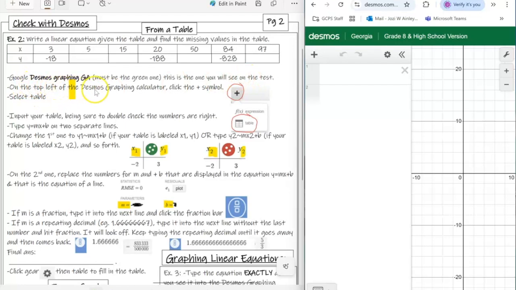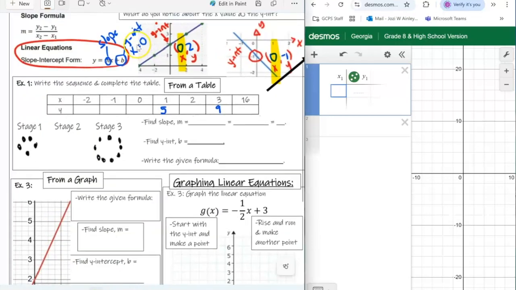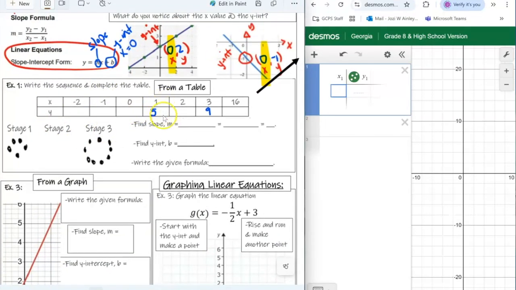On the top left of the Desmos Graphing calculator, click the plus symbol. So this is what it looks like on the top left. Click the plus symbol. Okay, select table. If you look at the picture, this is what the table looks like. So that's what we want to select. Input your table, being sure to double check your numbers are right. Again, you're doing your table, but I'm going to do example 1. So I'm going to put in just the values that I have coordinates for both x and y. So I have 1, 5. So x is 1 and y is 5.